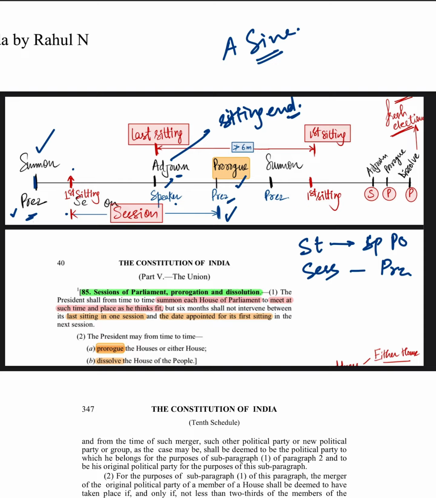Again, the President will summon the house, the first sitting will happen, adjournment by the Speaker, prorogue by the President, dissolve, if it happens, the President will do it, and fresh election will happen. I hope this is clear.